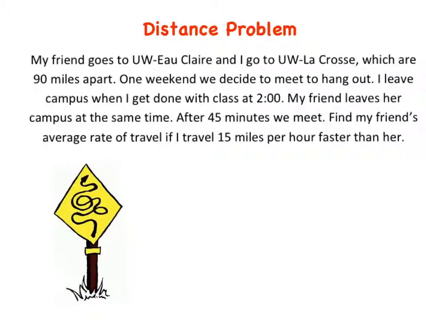Okay, so we are doing a distance problem, and our problem is: my friend goes to UW Eau Claire and I go to UW La Crosse, which are 90 miles apart. One weekend we decide to meet to hang out. I leave campus when I get done with class at 2 o'clock. My friend leaves her campus at the same time. After 45 minutes, we meet. Find my friend's average rate of travel if I travel 15 miles per hour faster than her.